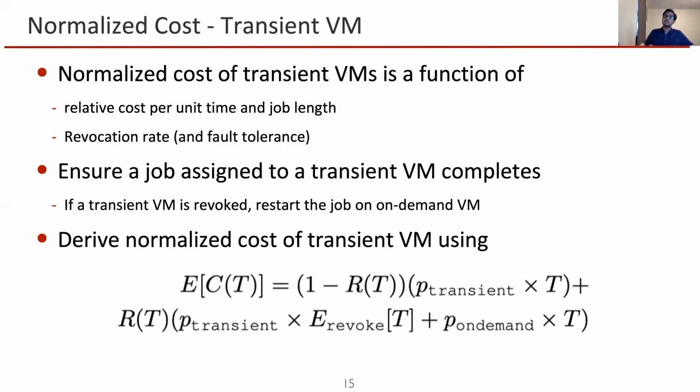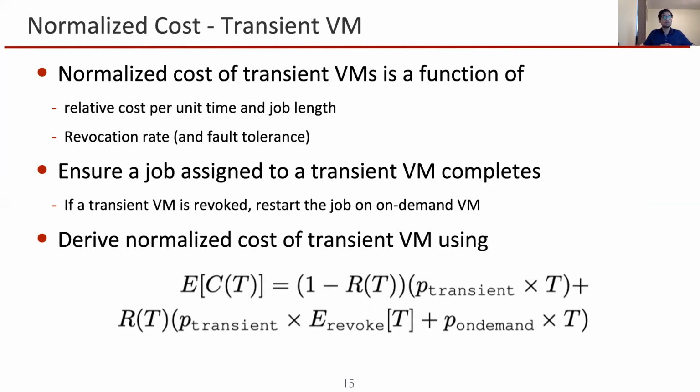Also, we ensure that a job assigned to a transient VM completes. In case the transient VM doesn't get revoked, it's fine. But in case it gets revoked, we make sure that the job gets run on an on-demand VM, so that it finishes and reduces the risk of getting revoked again.